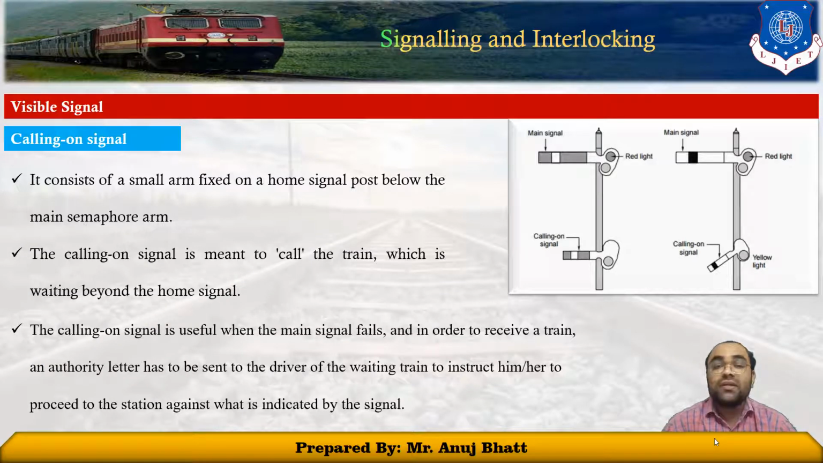So the calling on signal is meant to call the train which is waiting beyond the home signal, and such a signal is useful when the main signal fails, and in order to receive the train an authority letter has to be sent to the driver of the waiting train to instruct it to proceed to the station against what is indicated by the signal. So these are the different types of signals used in signaling, with different purposes.